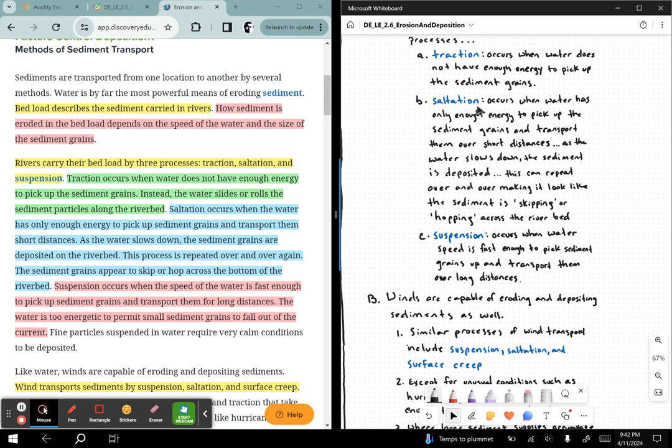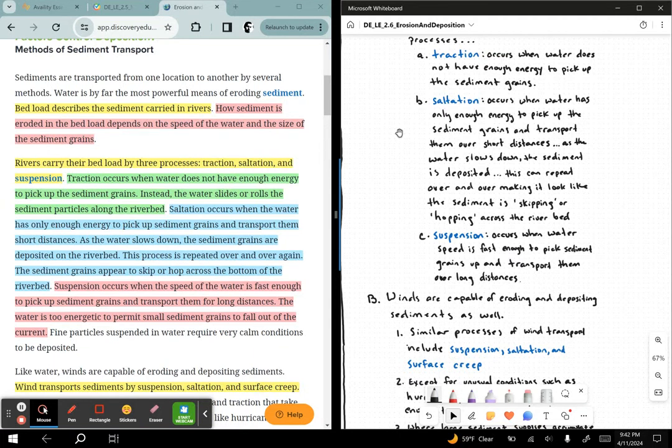The second process is called saltation. In Spanish, of course, saltar means to jump. This occurs when water has only enough energy to pick up the sediment grains and transport them over short distances. As the water slows down, the sediment is going to sink to the riverbed. It's going to be deposited. And then maybe a quick current of water catches it and picks it up again, only to drop it down again. And so the sediment has the appearance of hopping or skipping along the riverbed, short distances.